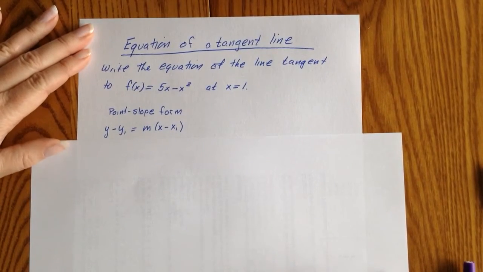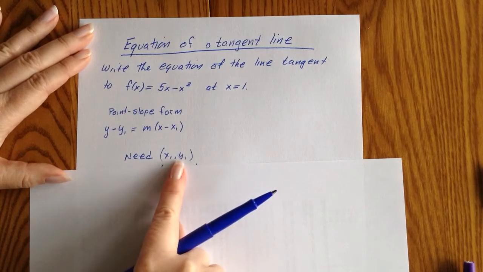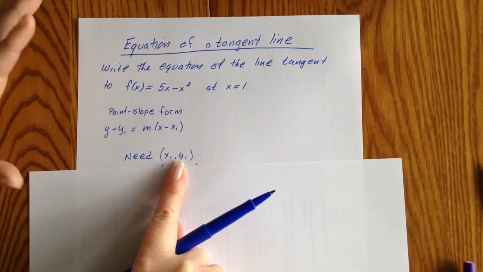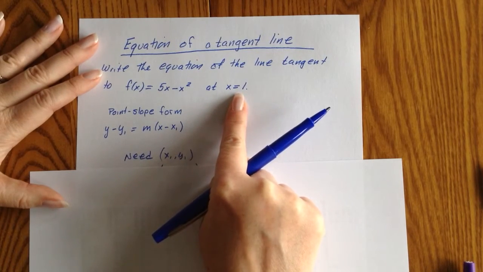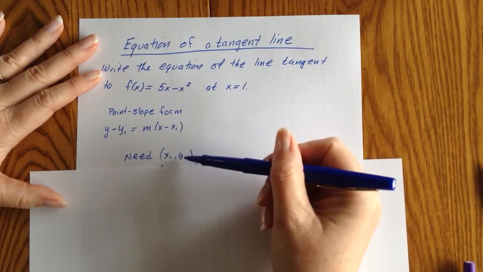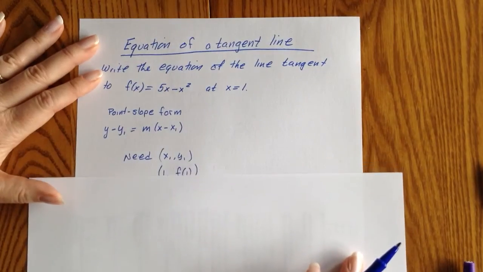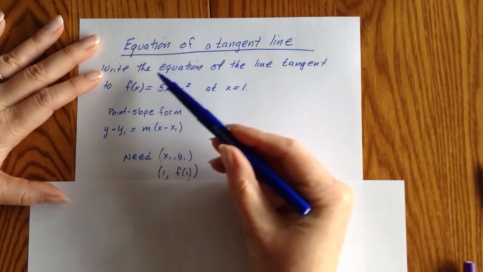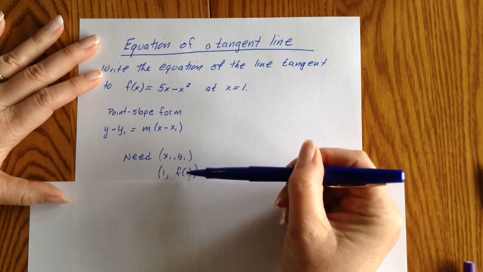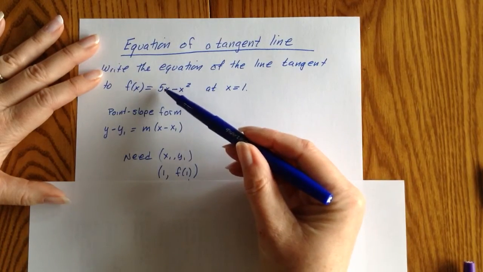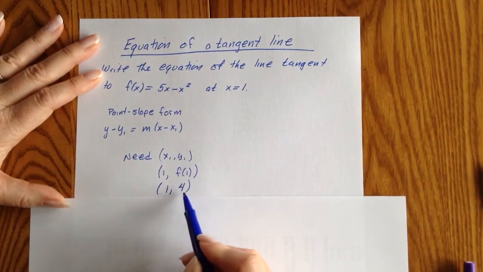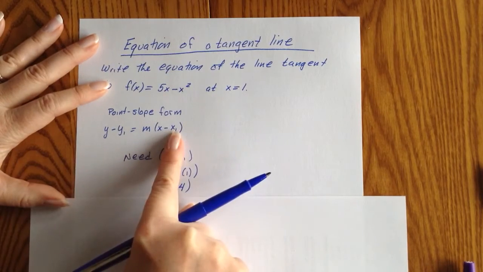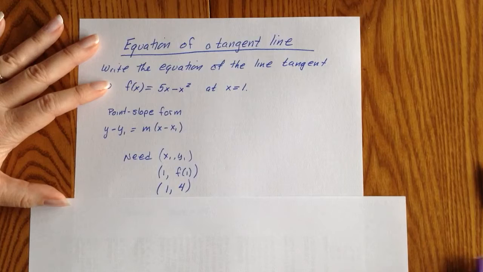All right, so we need two things. First of all, we need a point. Any point on the line would do, but we are looking for the tangent line at 1. So I already know that the x coordinate is 1. The question is, if the x coordinate is 1, how do you find the y coordinate? If you take 1 and fill it into the function, you'll get the y coordinate. So 5 times 1 minus 1 squared is 4. So this is my x1, y1 that's necessary for point slope form. That's pretty basic stuff. That's like algebra 1.